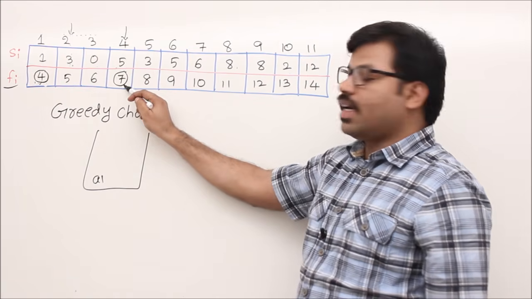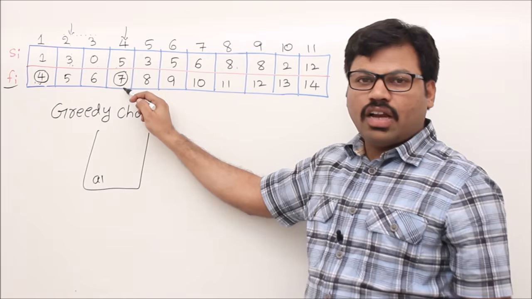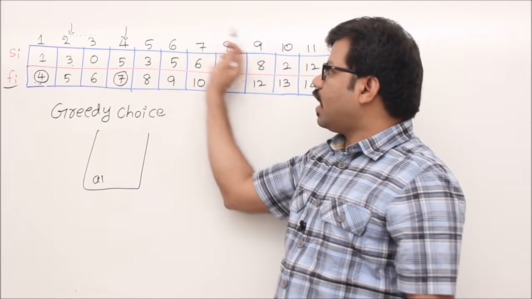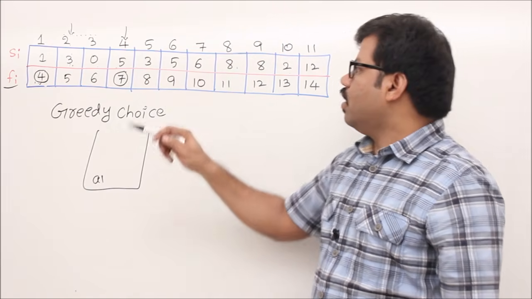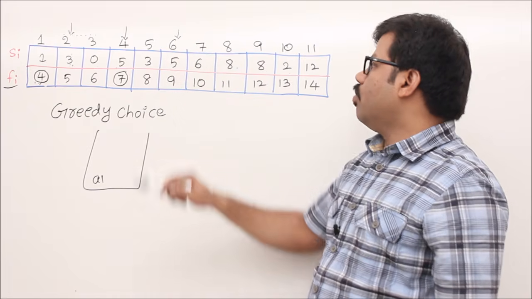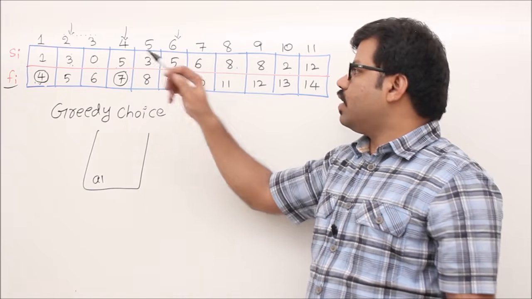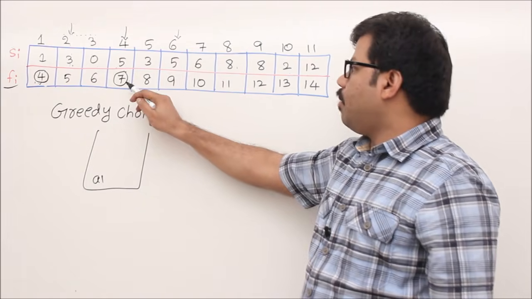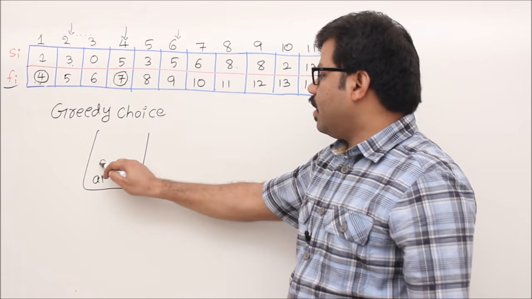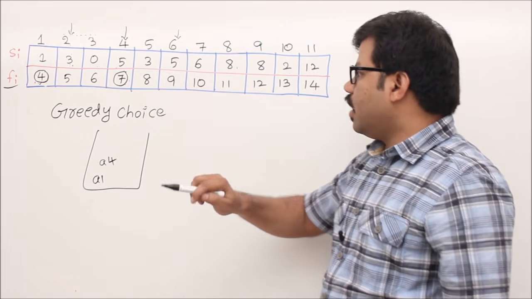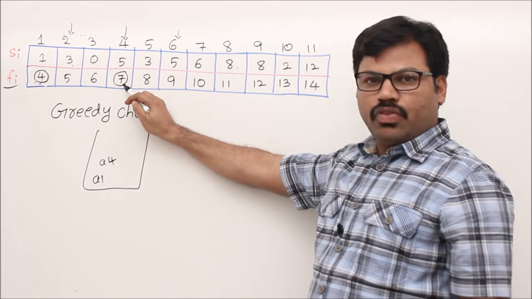And especially, what is the strategy we are always following? There might be a lot of such activities on the right side. For example, this is also starting after 4, but whose finishing time is earliest? Always we have to pick up an activity whose finishing time is earliest. That's why I pick up this one. Then I add A4 to the result. Then this time I will fetch the finishing time, which is 7.